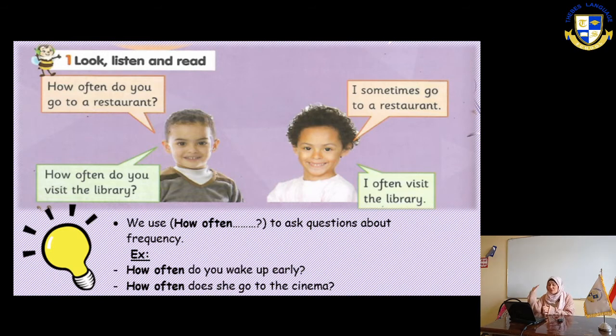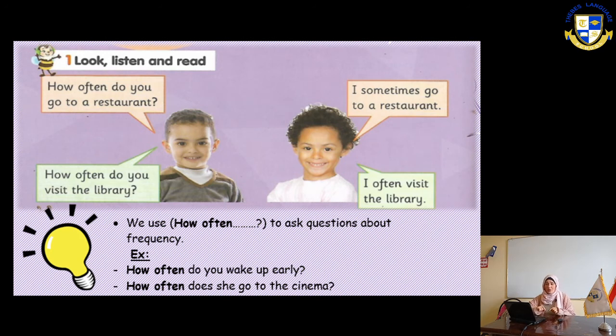Always means that I'm doing this action all the time. Usually means I do this action most of the time. Often means I do this action less than usually. Sometimes means that I do it maybe once in the week, once in a month, and never means that I don't do this action at all.